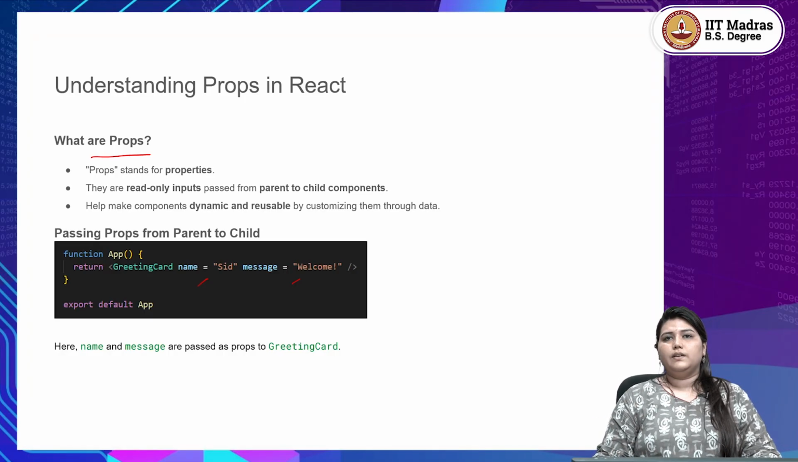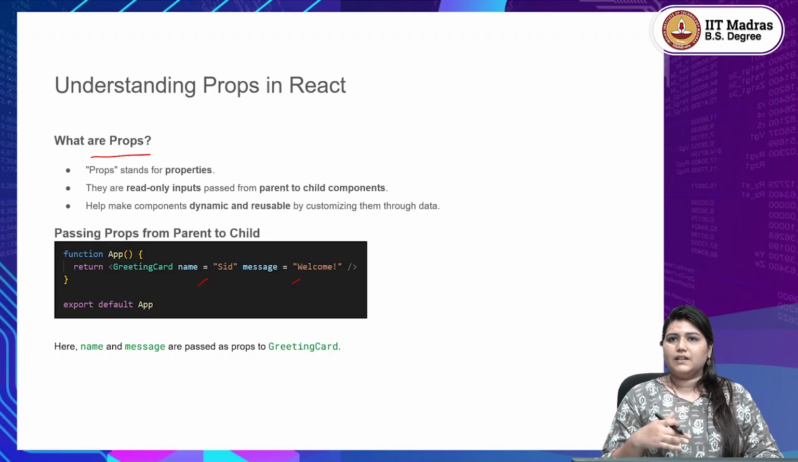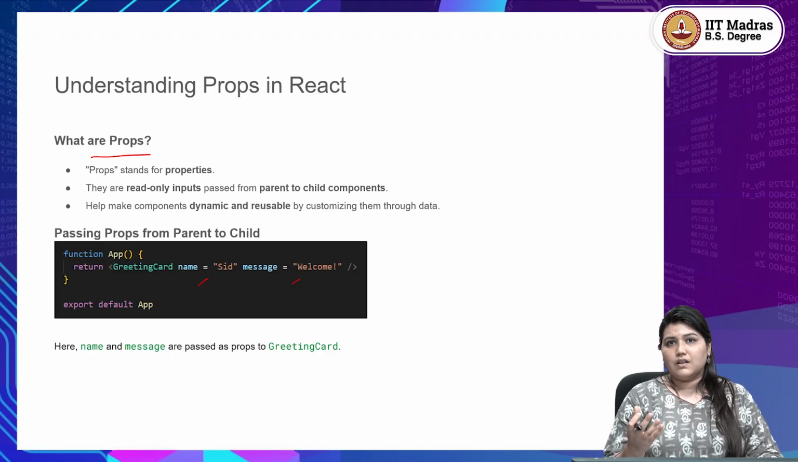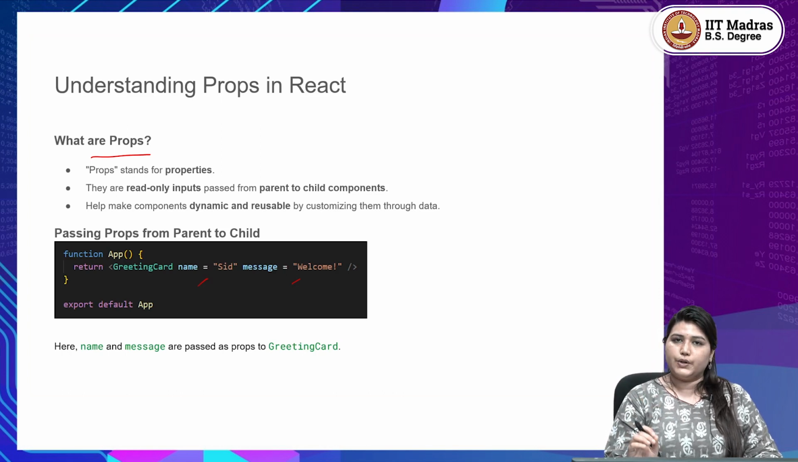Props are read-only. That means once a child receives props, it can't modify them. The child can only use them as is. This enforces a one-way data flow in React, which makes apps more predictable and easier to debug.